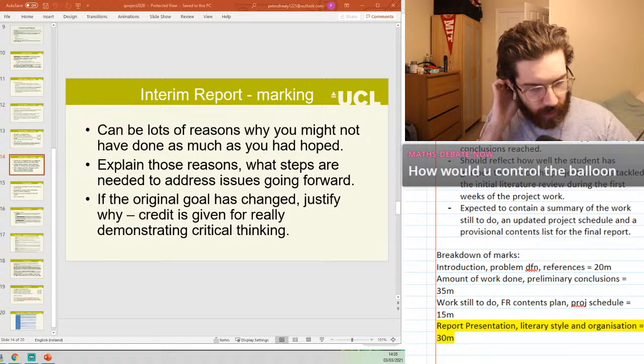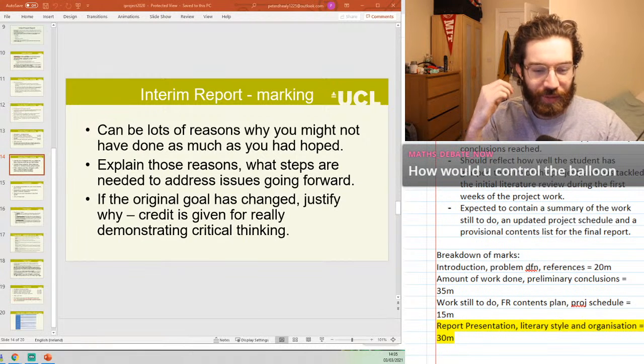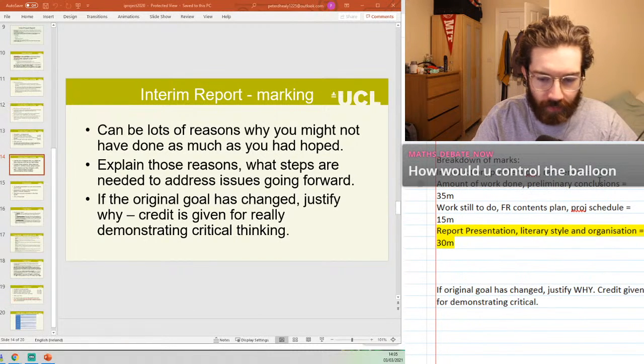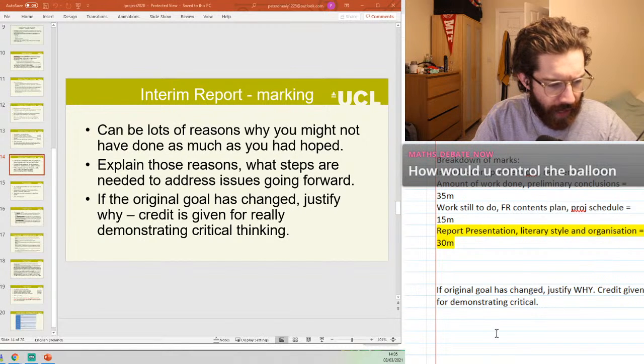You wouldn't inflate the balloon from Earth and then float it over. I don't think that would work. I've seen a few papers mention that before, but not really. How would you control the balloon? Yeah, that's another issue.